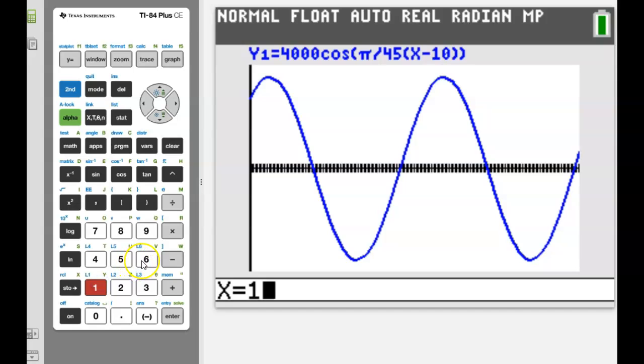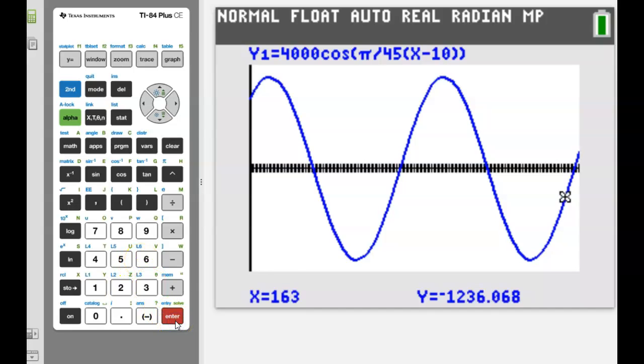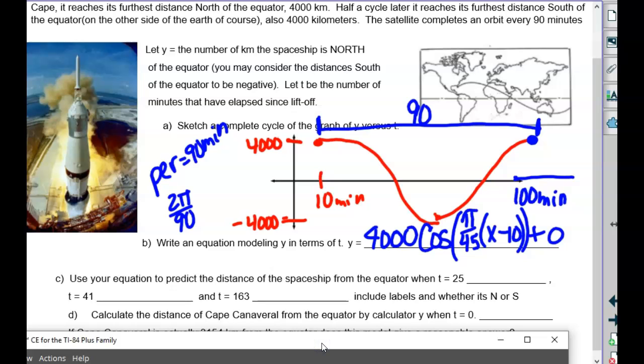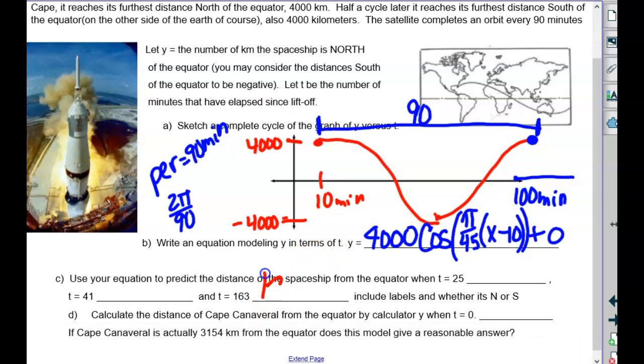And then was it 160 something? 163. It's about 1,236 south. Okay, we got 1236 south. What was the one before that? 2237? That was also south.